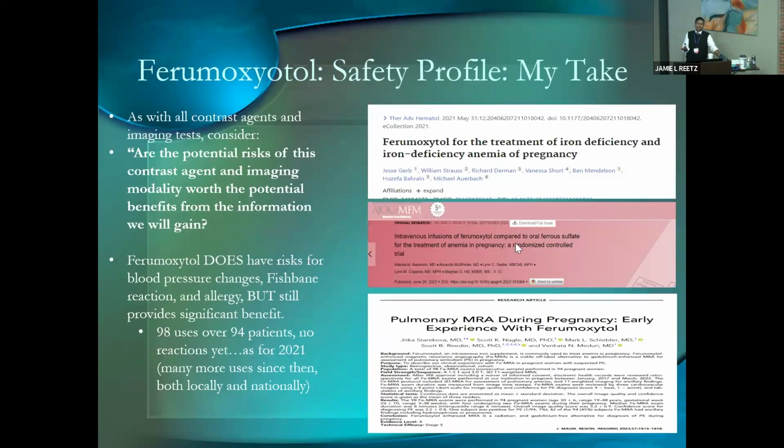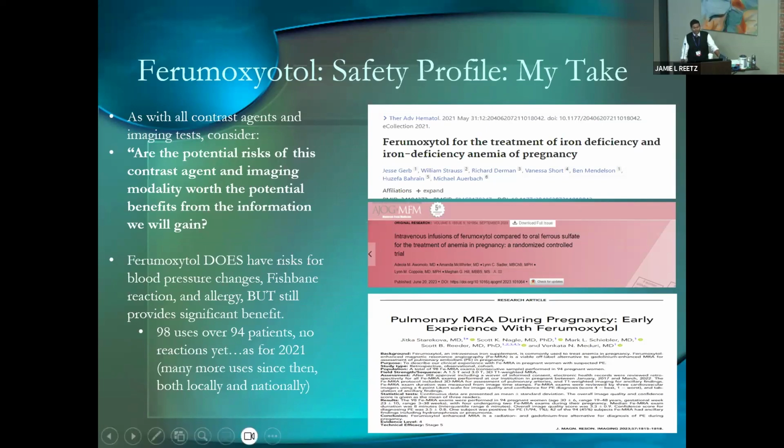My take on ferumoxytol, as on everything, is: are the potential risks of this contrast agent and this imaging modality worth the potential information? Whenever anyone asks me what to order, I always think of a risk-benefit analysis. I know ferumoxytol could change blood pressures. I know it has the Fishbane reaction. I know there's allergies, but I will say that there's a lot of OB literature out there saying that it's okay to use.